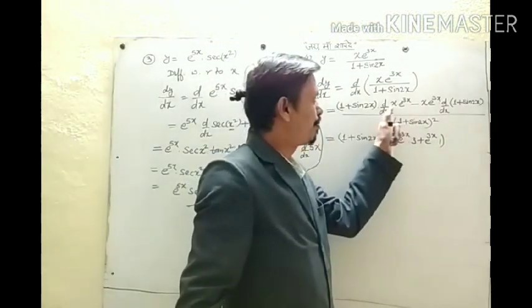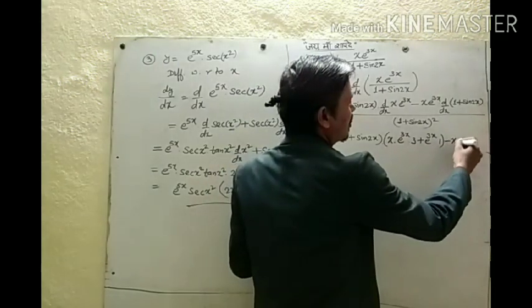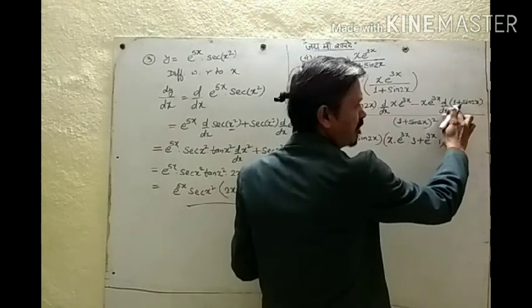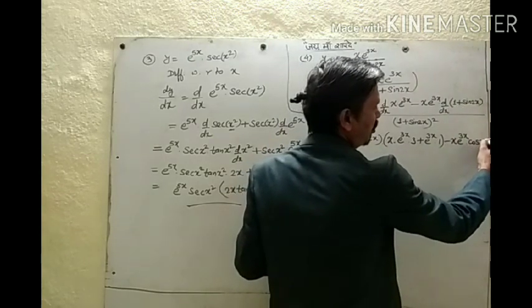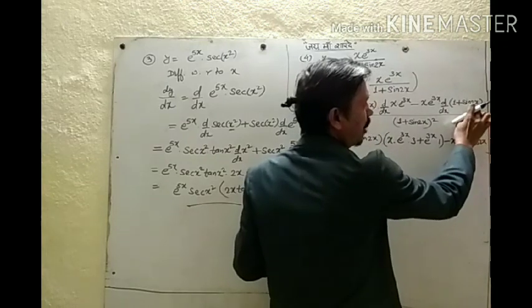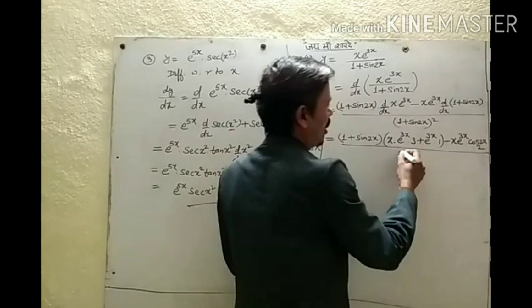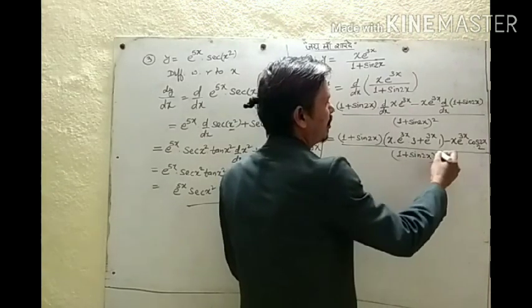Apply the product rule here. Minus x into e to the power 3x as it is, derivative of 1 is 0, derivative of sine 2x is cos 2x, and you differentiate 2x again, then we get 2, upon the square of 1 plus sine 2x.